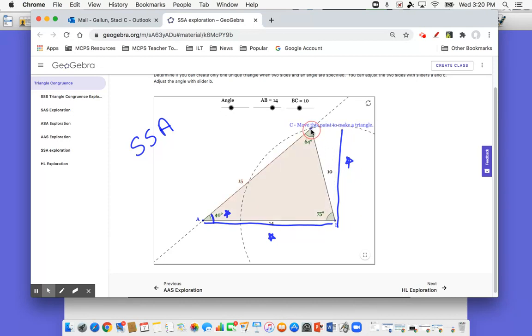Is there any other triangle that I can create? Or what if I keep swinging it? Whoa. That makes another triangle. Right? So I have the same exact criteria. I still have 14, 10, and 40. Angle, side, side, or side, side, angle. 2 sides and a non-included angle. But I get option 1. I get option 2. Those aren't congruent. Those are certainly not the same.